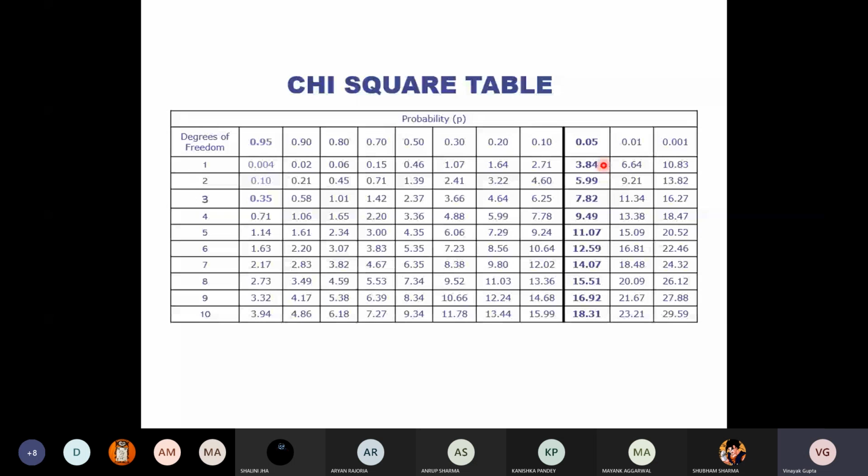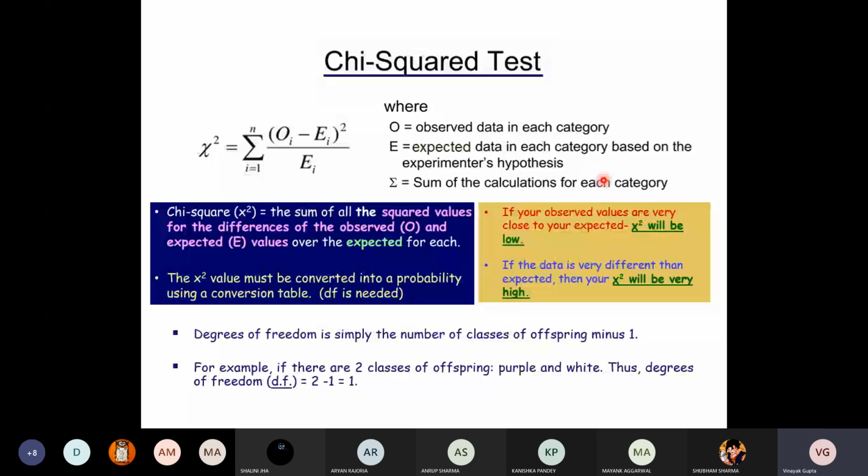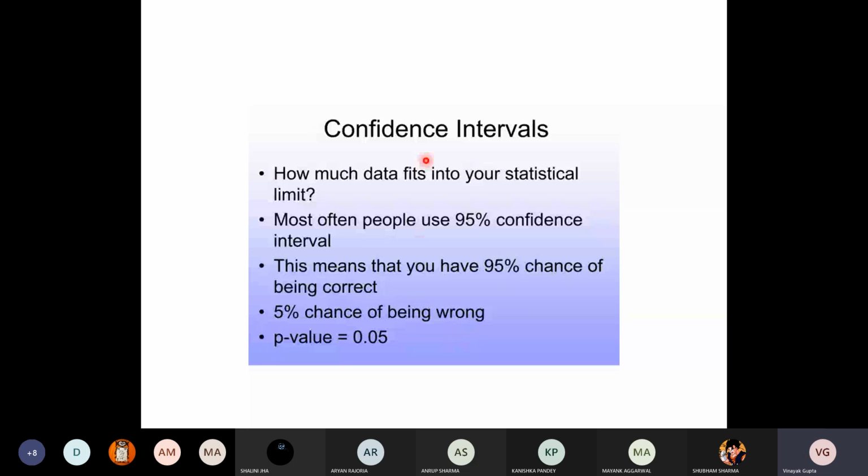Sir, why are we taking 0.05? Okay, let's go to here. 0.05 means there is only a 5% chance of being wrong. That is calculated based on the confidence interval. In biological science, most of the time people use 95% confidence interval. That means 95% chances are there to be correct, and only 5% chances are there to be wrong. That is the meaning.